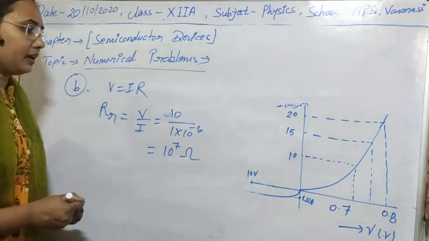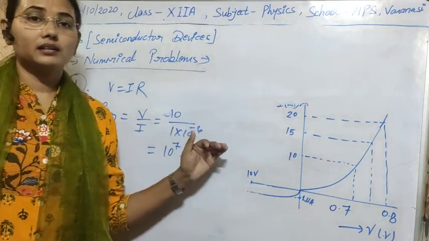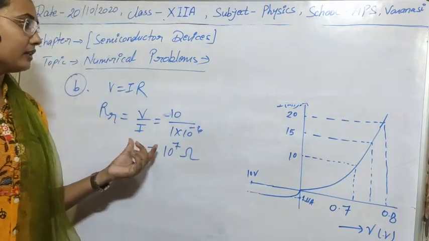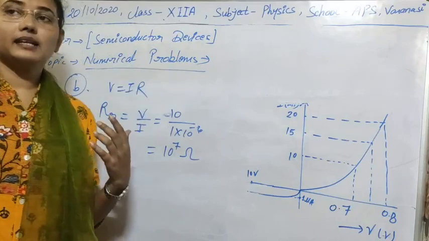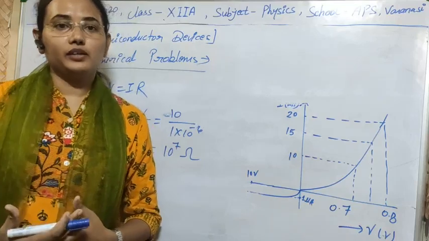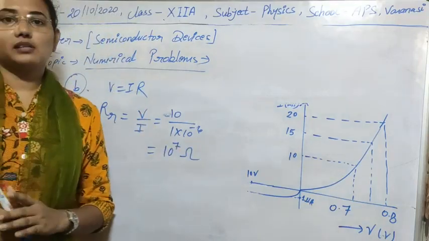So from calculation we can also understand that in reverse bias there is a large resistance offered by the diode. So that's why in reverse bias we don't initially get a sufficient amount of current which we can use in any devices. So I think this numerical problem is now clear to you.